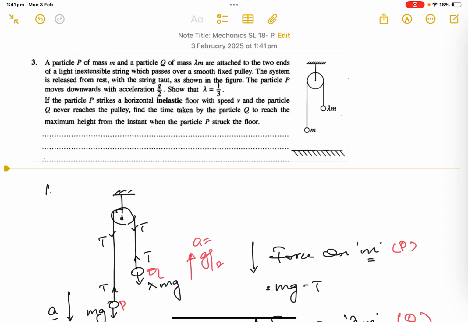That's done. Second part: if the particle P strikes a horizontal inelastic floor, we can ignore the wording about losing forces and other things, we don't need to worry about that. With a speed v, that's important, and the particle Q never reaches the pulley, find the time taken by the particle Q to reach the maximum height from the instant when the particle P struck the floor.